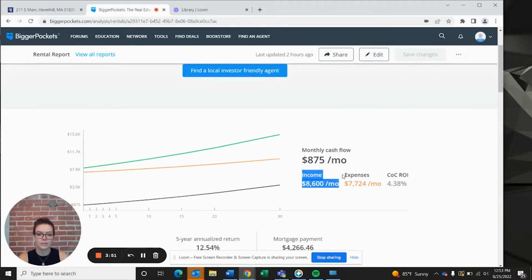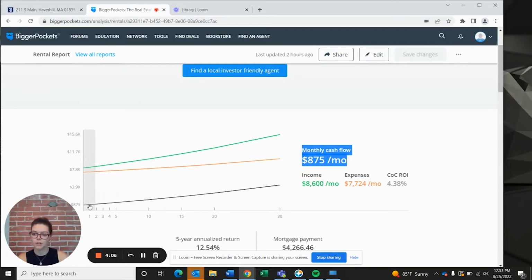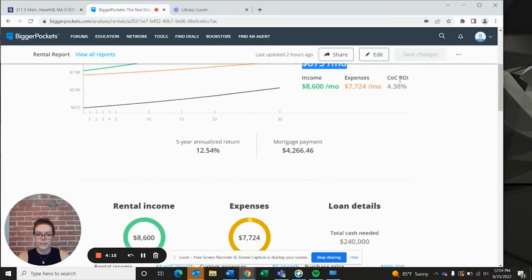That's the green line. And our expenses are going to be $7,724 monthly, red line. That means our monthly cash flow is going to be $875 a month. That's awesome. That is money in our pockets monthly. As you can see, the first year you're making that $875 a month. As time goes on, you're going to be making more and more monthly. All right, we'll worry about this number later.